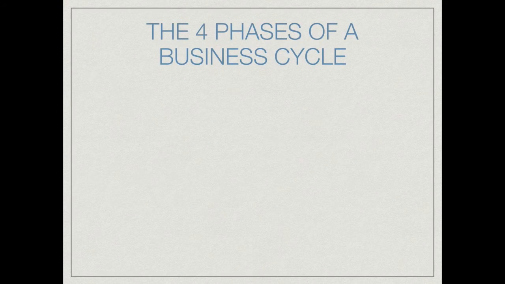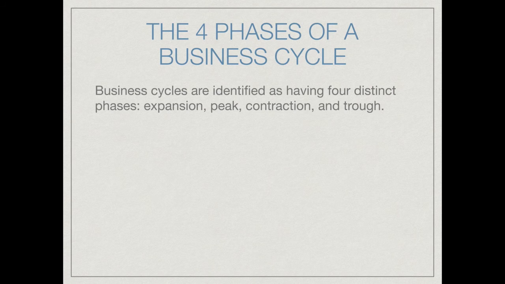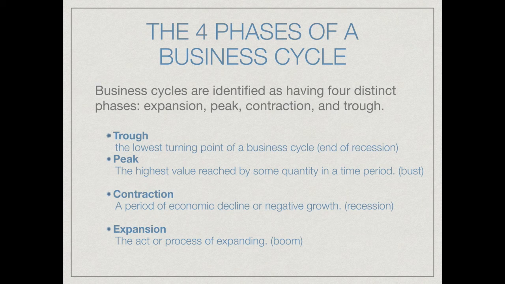So let's go ahead and get right into the definitions of certain terminology, right? There are 4 phases of a business cycle. Business cycles are identified as having 4 distinct phases: expansion, peak, contraction, and trough. Troughs are the lowest turning point of a business cycle. Basically, when you've hit rock bottom and the only thing left is to go up. In other words, it's the end of recession.